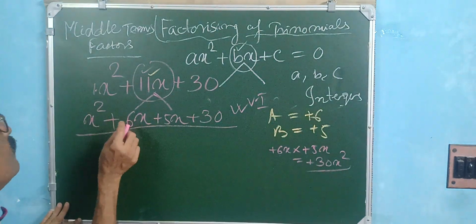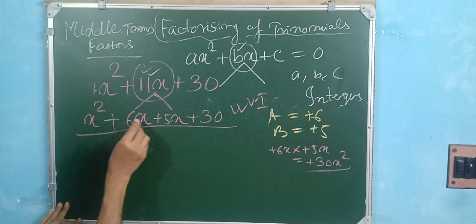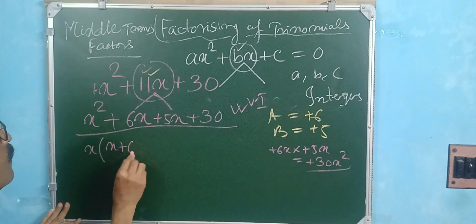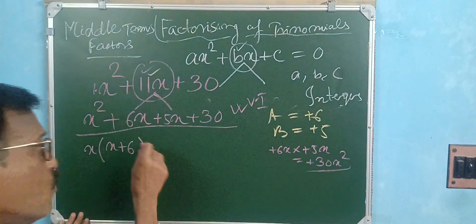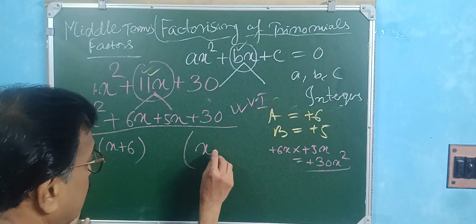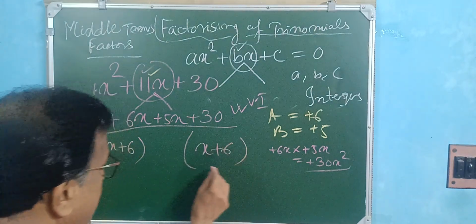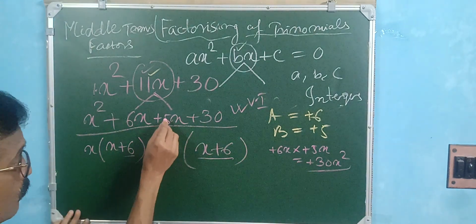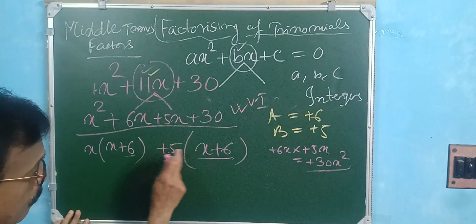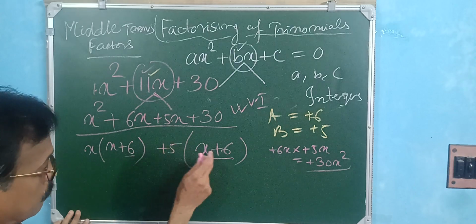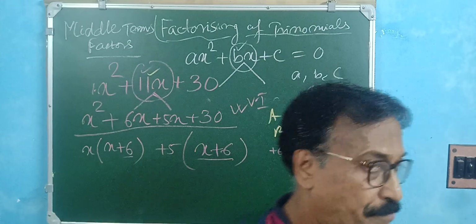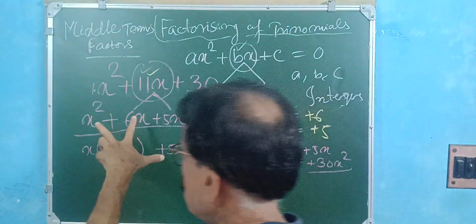These two parts, x square and x, you take x common, giving x plus 6. No problem. Now the other two parts: x plus 6 is already there. Now this is plus 5x; you take 5 common. Multiply plus 5x and plus 5, and you get 30, same. No problem. Clear?